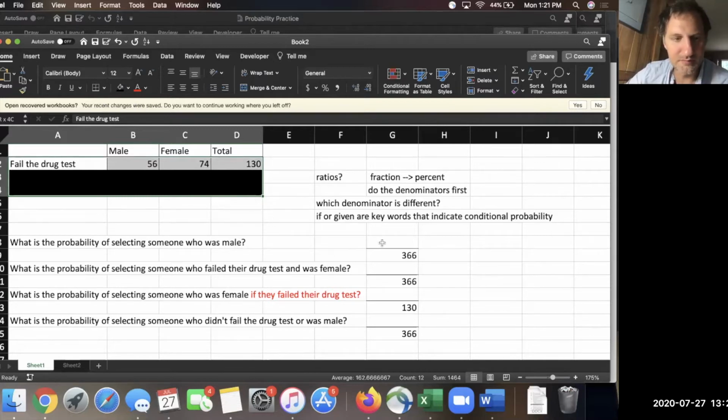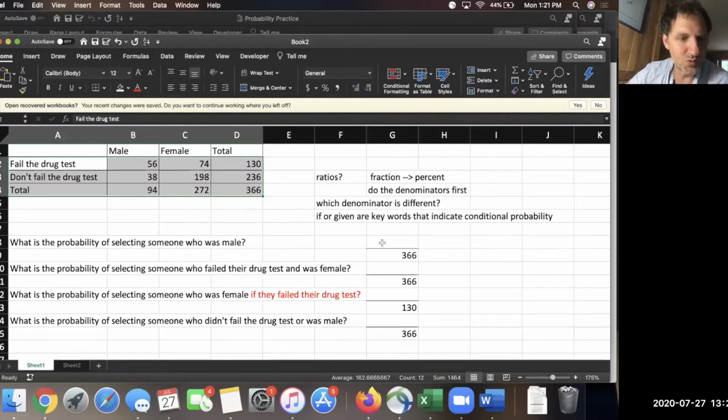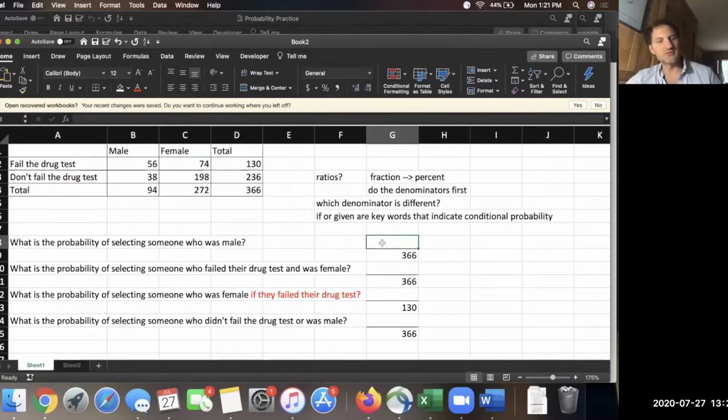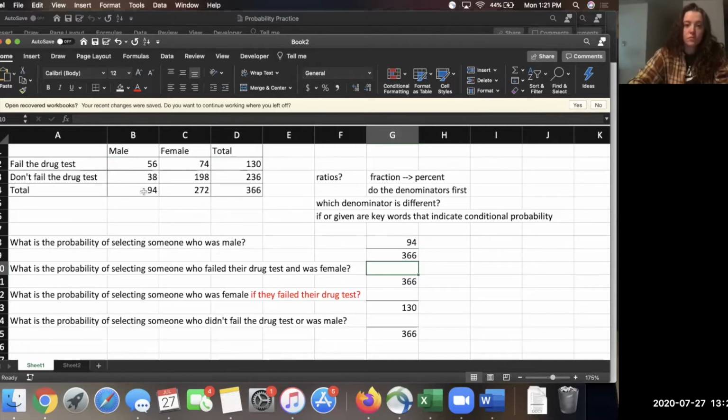Okay. What's the numerator if we're picking someone who's male? 94. Okay. Because that's how many males there are. The top number is the number of people that represent who we're looking for. So I'm looking for males. I want all the males. It's 94 of them.